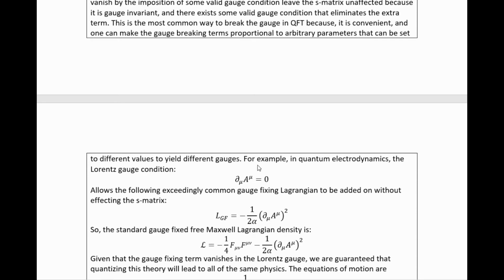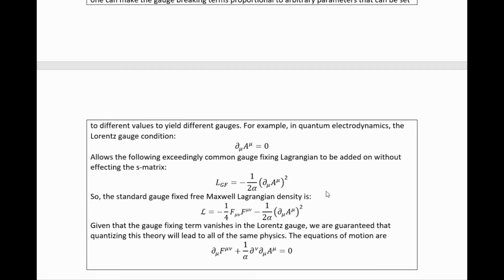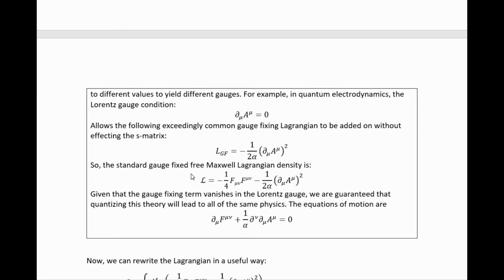For example, in quantum electrodynamics, the Lorentz gauge condition allows the following exceedingly common gauge-fixing Lagrangian to be added on without affecting the S matrix. This one. So the standard gauge-fixed Maxwell-Lagrangian density is just this. Given that the gauge-fixing term vanishes in the Lorentz gauge, we are guaranteed that quantizing this theory will lead to all the same physics that the Maxwell theory did.